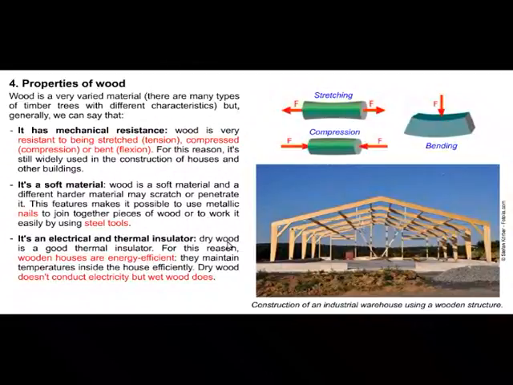And it's an electrical and thermal insulator. Dry wood is a good thermal insulator. For this reason, wooden houses are energy efficient. They maintain temperatures inside the house efficiently. Dry wood doesn't conduct electricity, but wet wood does.